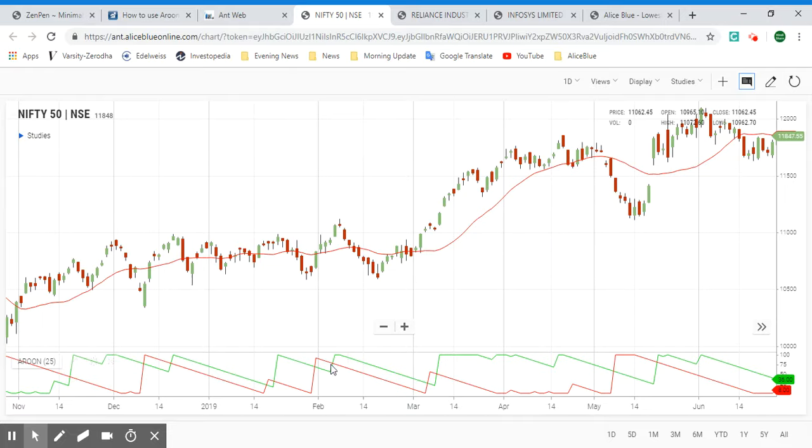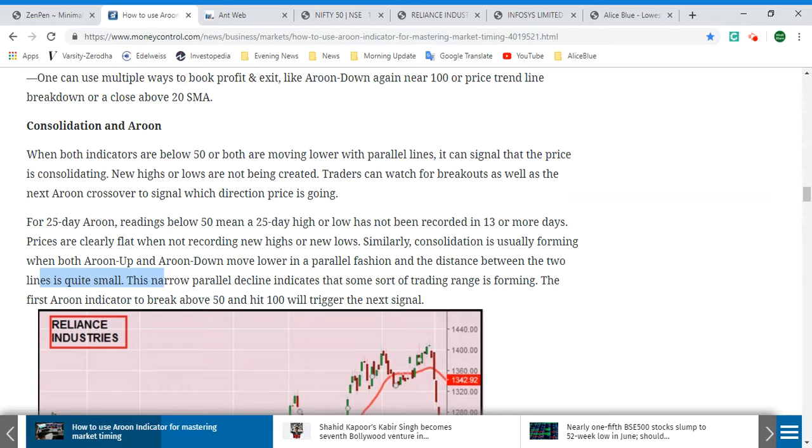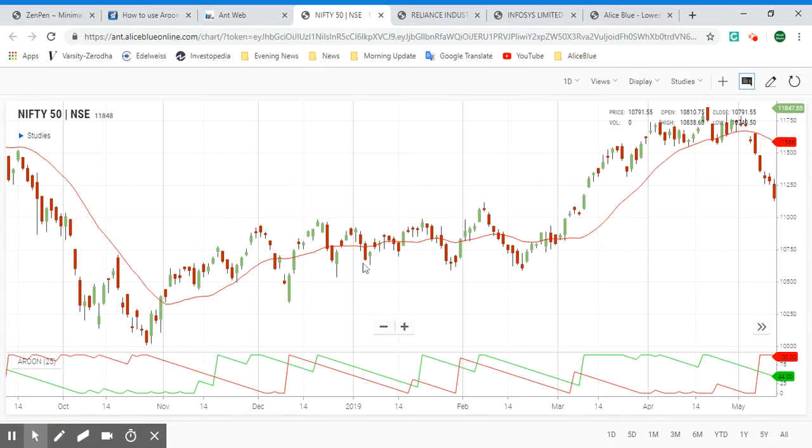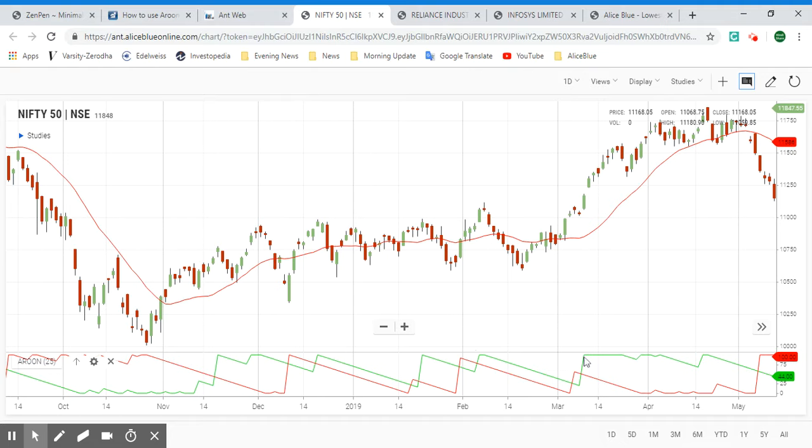And the distance between the two lines is quite small. So here specifically in this region, in the past we can see the price was very close, and Aroon Up and Aroon Down are traveling very parallelly. So this narrow parallel decline indicates that some sort of trading range is forming. As we can see even in the candlestick chart, it's showing that this is a trading range. It's not going above or below the trading range. So the first Aroon indicator to break above 50 and hit 100 will trigger the next signal. So this is one signal here. This is one small period's signal here.